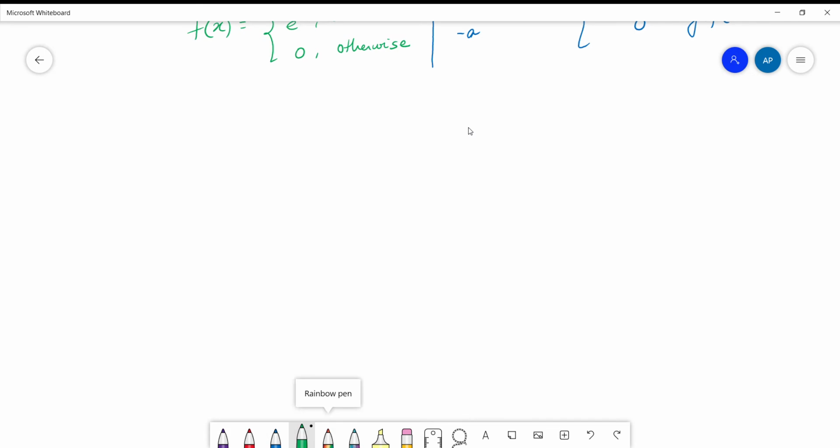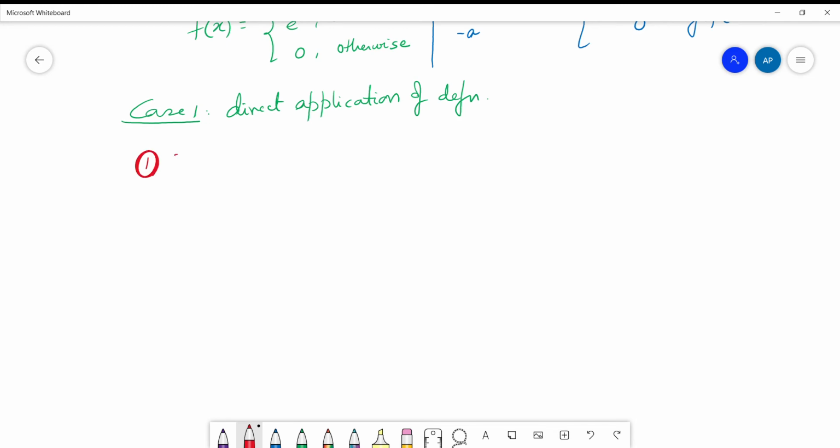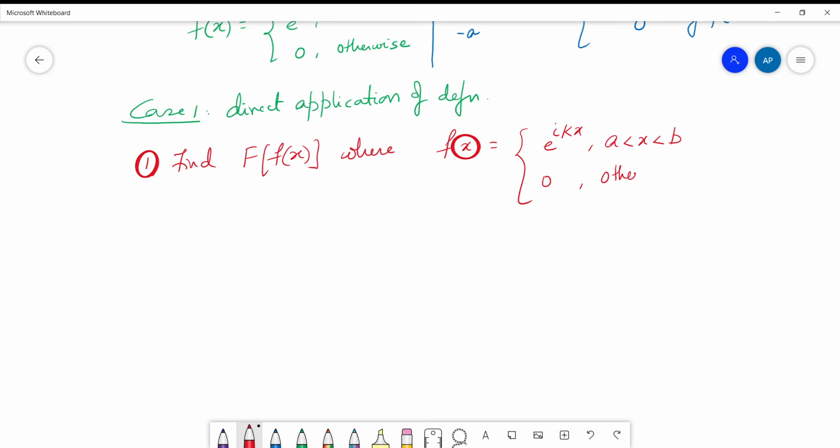So I shall begin by solving some simple problems of case 1, where it is a direct application of the definition. So let me take the first problem of finding out the complex Fourier transform of the function. Find Fourier transform of f of x, where f of x is given to be e to the power ikx, so I take it as e power ikx in the interval a less than x less than b, 0 otherwise. What I mean by otherwise is in all other intervals other than a to b.